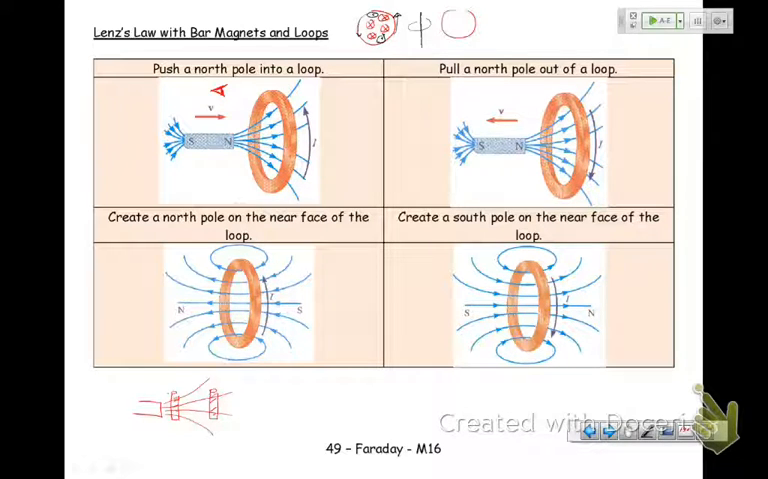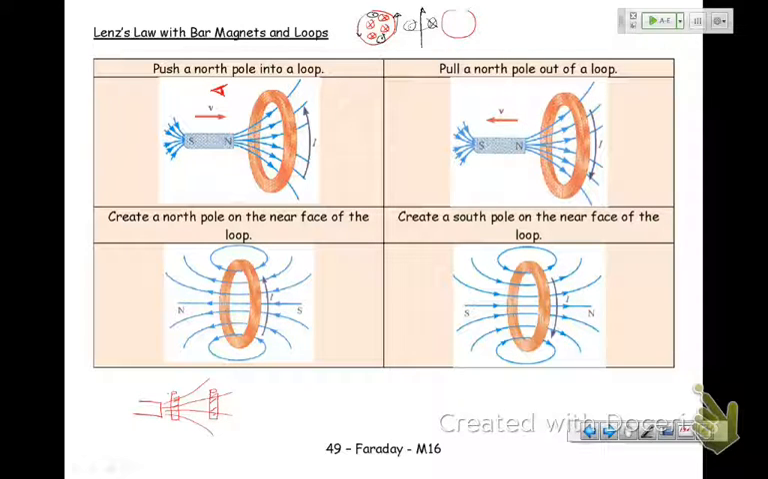Let's go through that again. I'm looking here. I want to create this field coming out of the page. If my current's flowing up, by my right-hand corkscrew rule, it goes into the page on that side and out of the page on that side. Agreed? And I want it to be out of the page to the left of the wire. So that tells me the sense or the direction of the current flow.